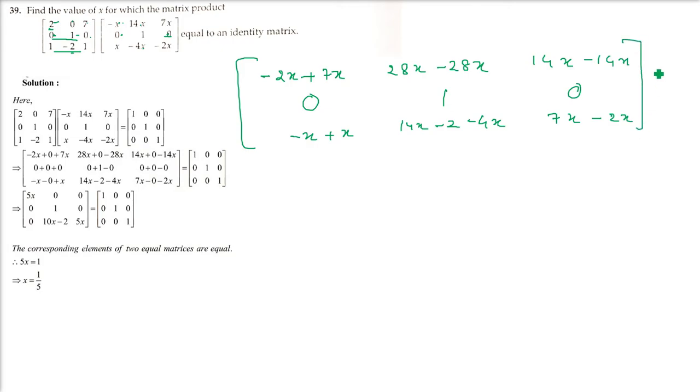So this is equal to the identity matrix. I'll just write the identity matrix. We'll compute the left hand side and just equate it with the right hand side. That is the identity matrix. Let me compute it here. So this 7x minus 2x is going to be 5x.